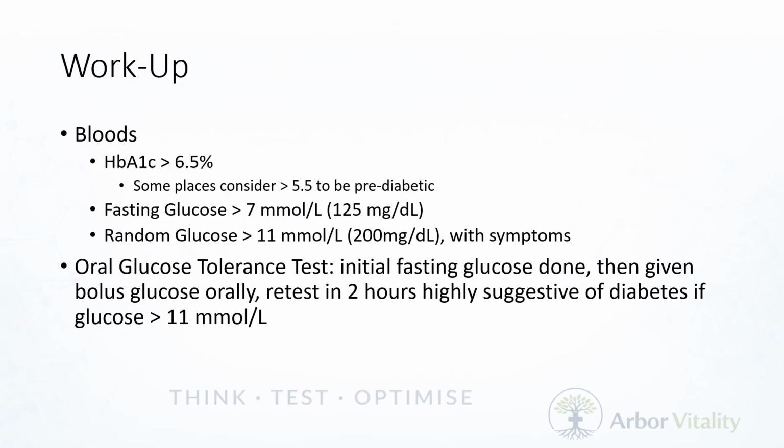HbA1c is especially helpful for monitoring purposes because you can track how well someone is doing with dietary changes and glucose control. HbA1c is in essence a summary, you could say, of the last 3 months worth of glucose. Then you get your oral glucose tolerance test. You initially do a fasting glucose, then you give a glucose bolus, and you retest it in 2 hours. Retest the blood sugar. If it is more than 11, it is highly suggestive of diabetes.